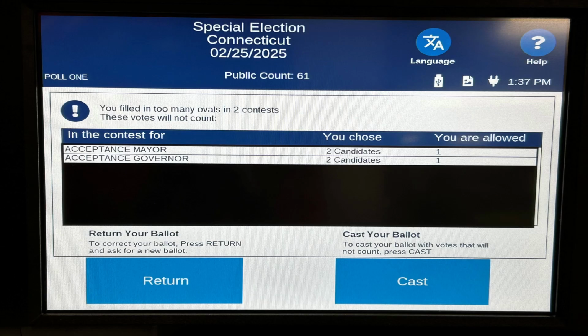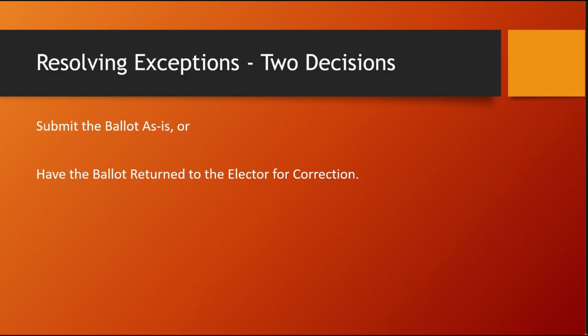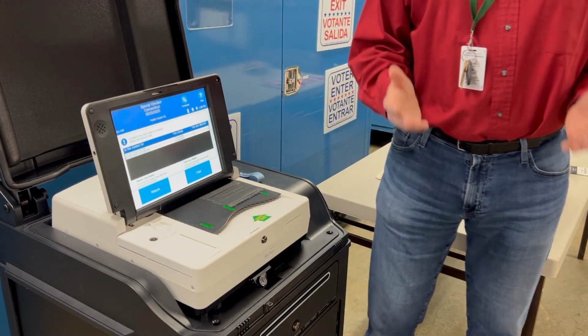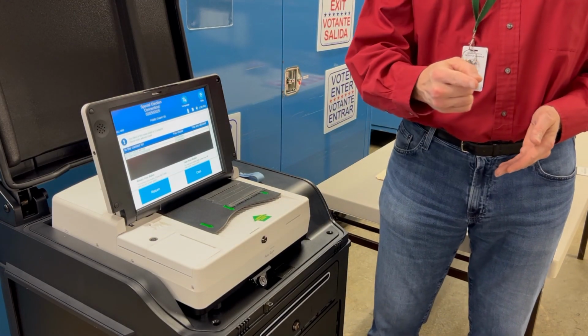If the ballot in the previous example were blank, contained an overvote, or contained an unreadable mark, the tabulator would not have accepted the ballot and would have prompted the elector to make a decision. There are 2 possible decisions when this occurs. Submit the ballot as is, or cast it, or have the ballot returned so that the elector can correct it.